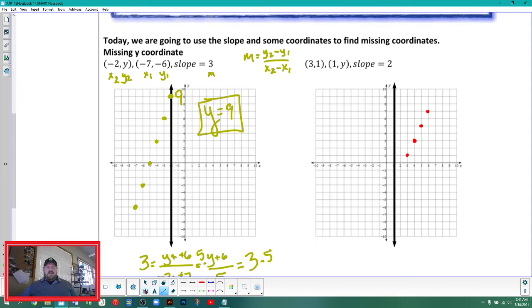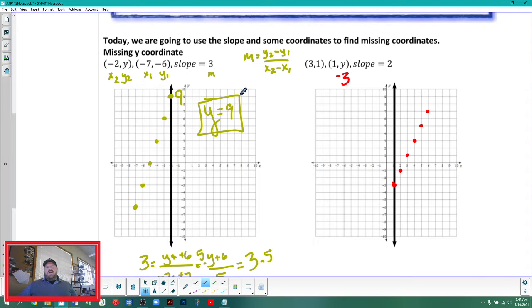So I actually have to step my slope backwards. Instead of going up 2 and over 1, I'm going to go down 2 and left 1. Down 2, left 1, down 2, left 1. I'm thinking that the missing y coordinate is negative 3. Okay, that's what it looks like on my graph.